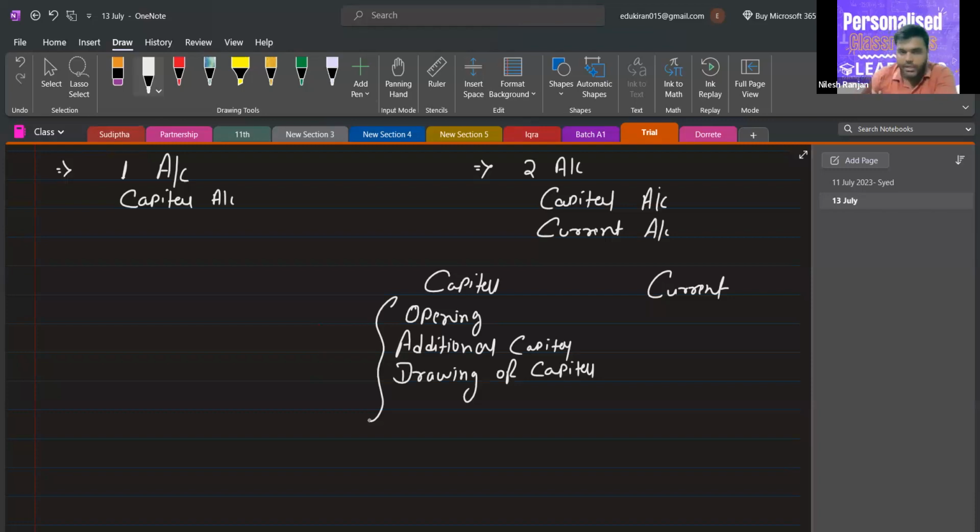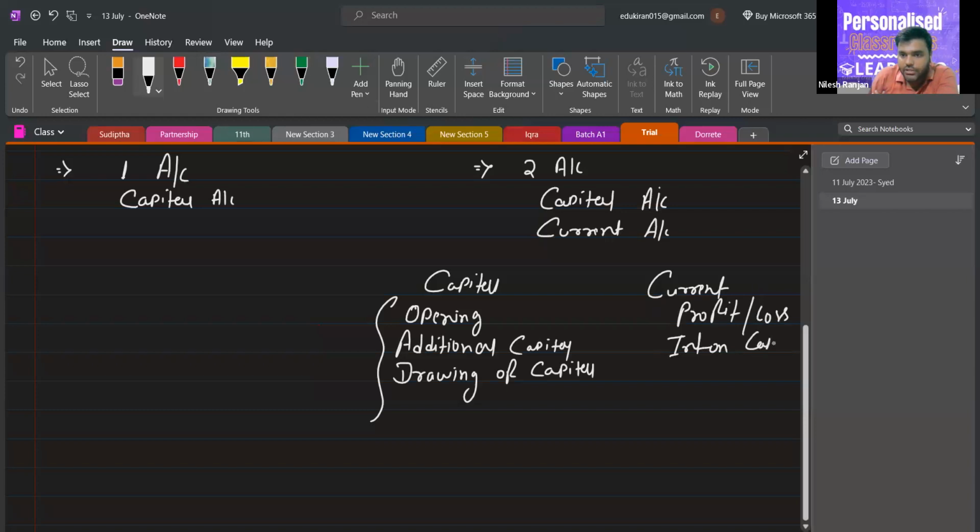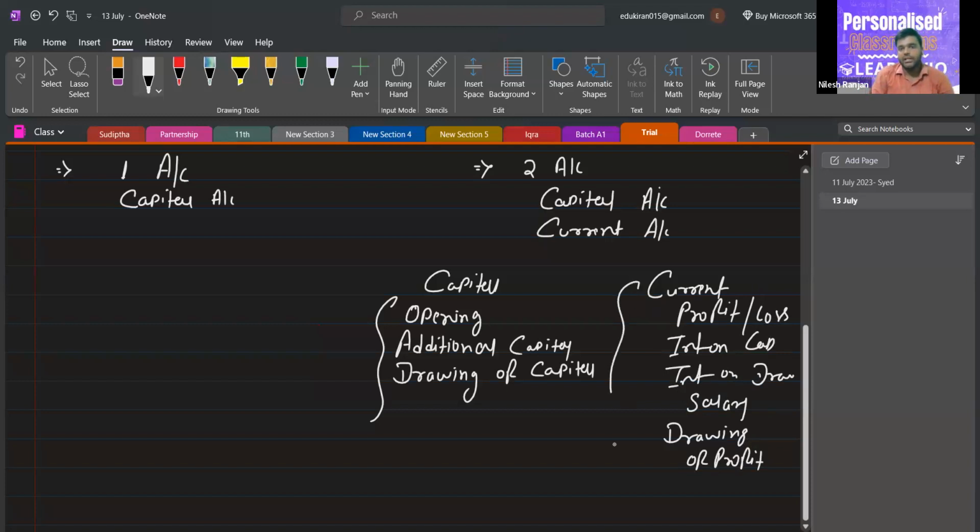But when we prepare current account, we put all the items like profit or loss of current year, interest on capital, interest on drawing, salary, and the drawing, if made drawing of profit. Actually, drawing is of 2 types. One is drawing of capital and the second is drawing of profit. So drawing of profit will be written in current account.